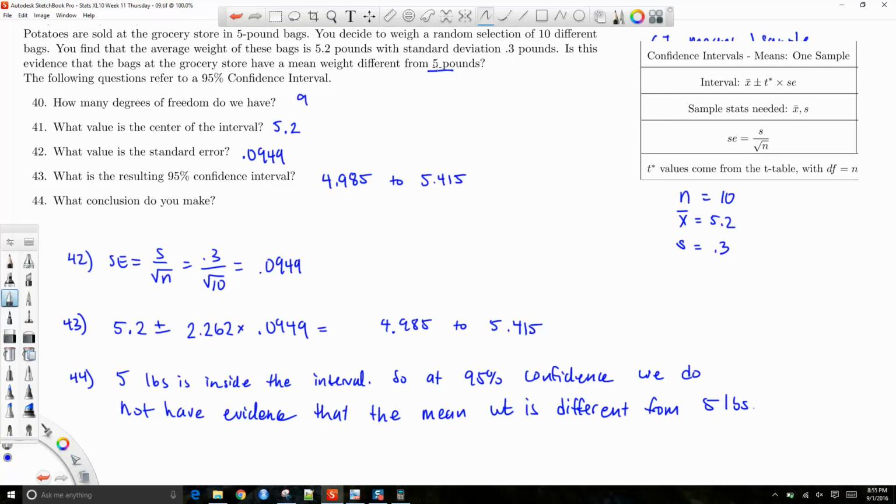I would assume that we do have evidence because it's in between the interval. But because it's asking, is it different from 5 pounds? Oh, okay. So we don't have evidence that it's different from 5 pounds. But remember, our interval can never prove that it is equal to 5 pounds. So we can never use our interval to say that the mean weight is exactly 5. We can only say we don't have evidence that it's not 5, or that it's different from 5.